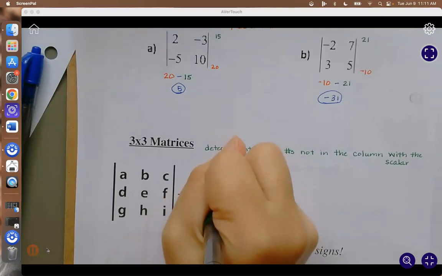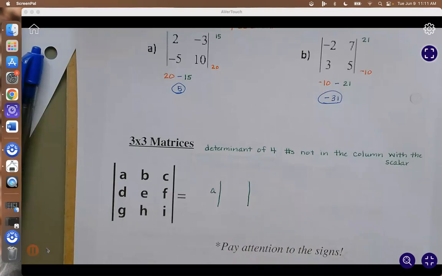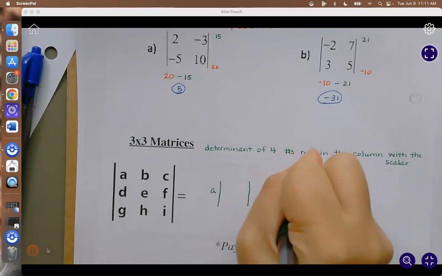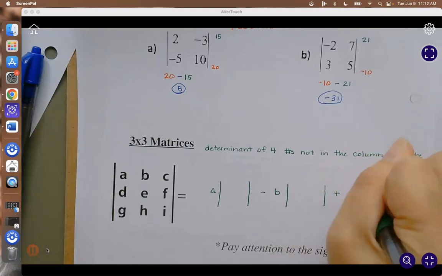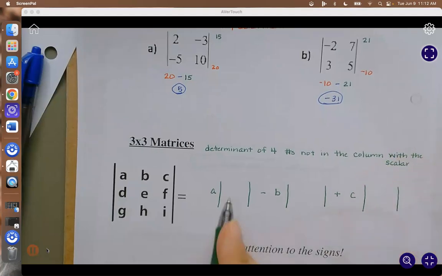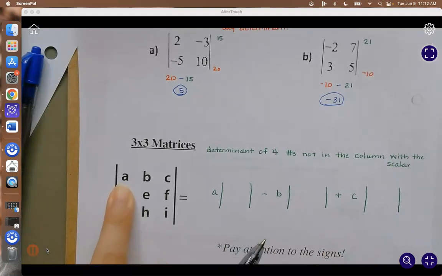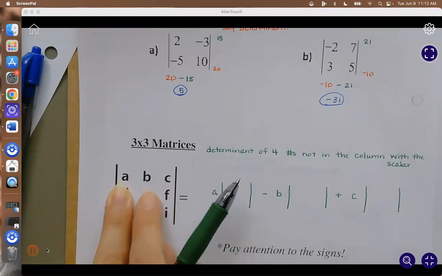Okay, so what we're going to do is we're going to take the first row right here, and each of those are going to be a scalar. And the second one is going to have a minus in front of it, and the last one's going to have a plus. Okay, now these are all going to be 2 by 2s, and what you're going to do is you're going to use the 4 numbers that are not in the row with that scalar.